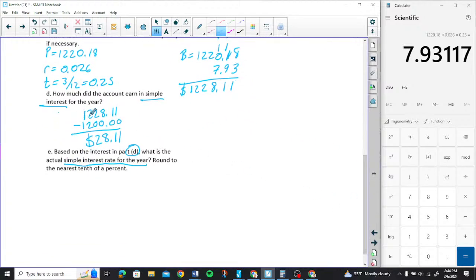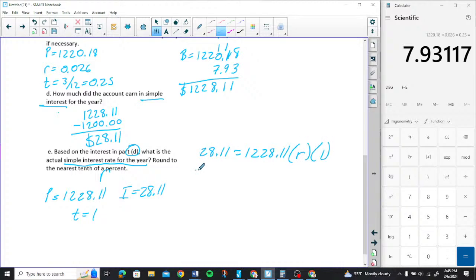Okay, so we're looking for R. We know that P is 1228.11, I is 28.11, and then T is 1 because we're looking for 1 year. So 28.11 equals 1228.11 times R times 1. So then we divide both sides by 1228.11.